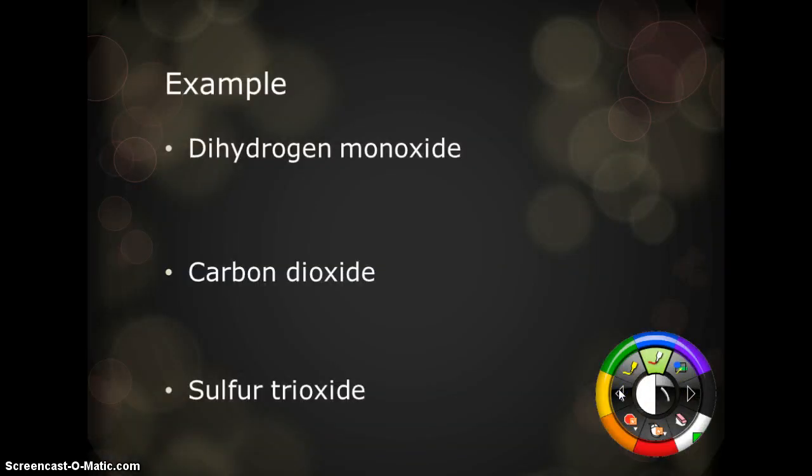Okay, now to write the formulas, you're going to use the same process. You're going to take the prefix that's there, and that's going to tell you how many of that atom you have. So dihydrogen means that we have 2 hydrogens. So that's H2. And then oxide means that oxygen is present. This mon part means there's 1. So that is the chemical name for water.